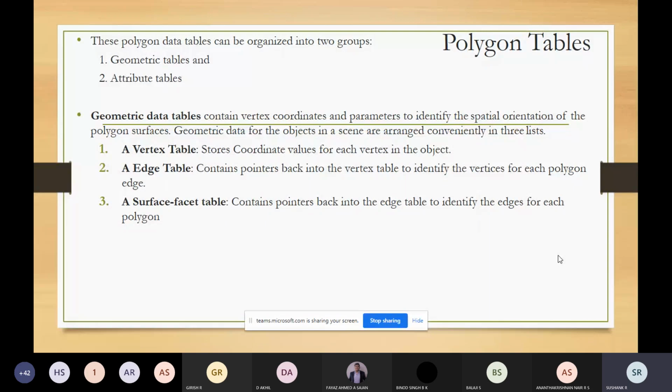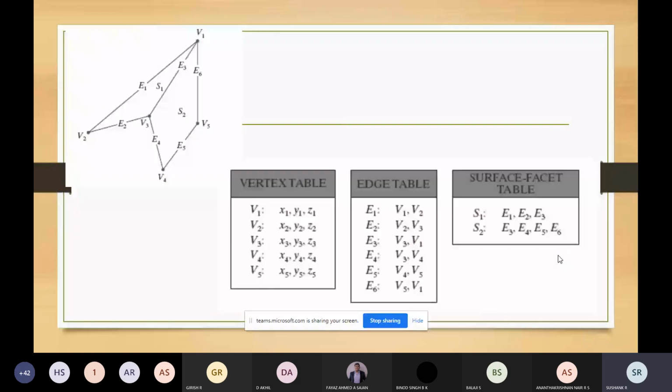The geometric data table consists of three parameters: vertex table, edge table, and surface table. The vertex table is the list of vertices, the edge table is the list of edges, and the surface table contains each surface. For example, this is a polygon. So this is one polygon.